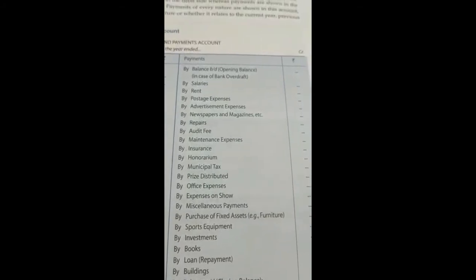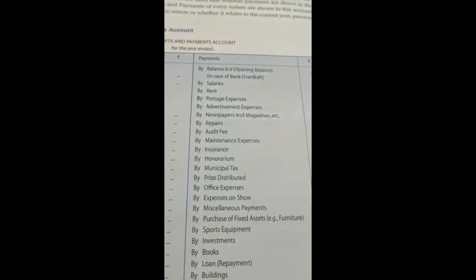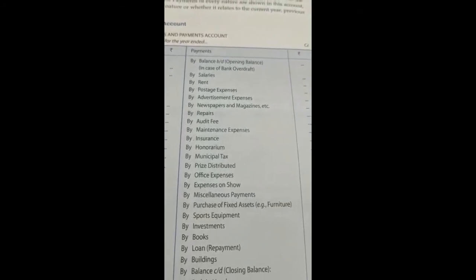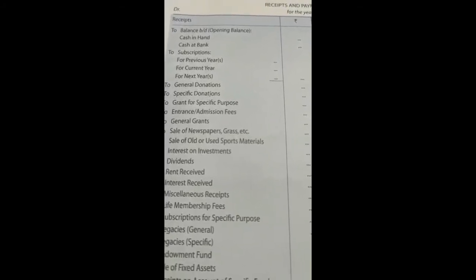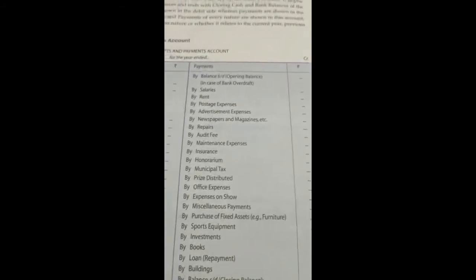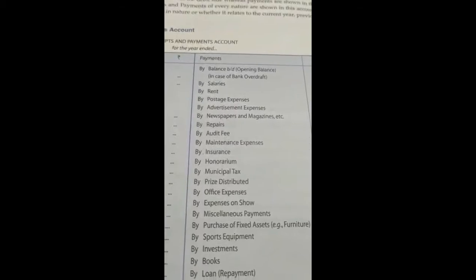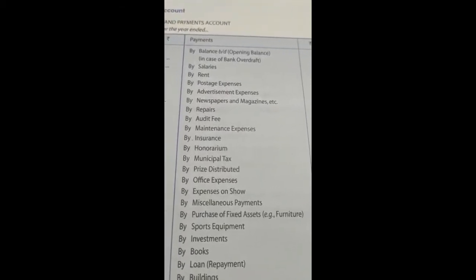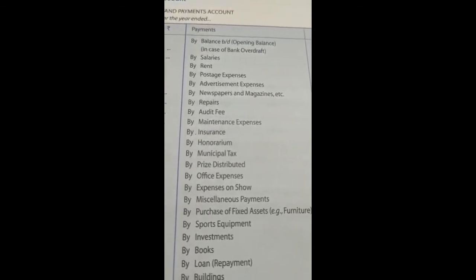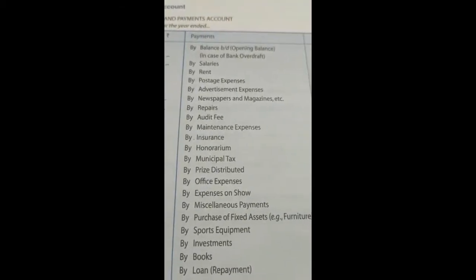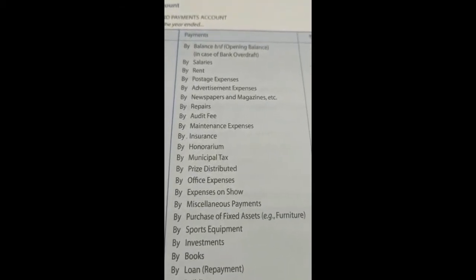So the very first item on the payment side is by balance brought down. Normally we have an opening balance on the debit side, cash in hand and cash at bank. But if there is a bank overdraft, we will have it on the credit side. So a credit side balance means bank overdraft. Cash balance can never be on the credit side; it will always be on the debit side. So if a credit side balance is given, that is bank overdraft.